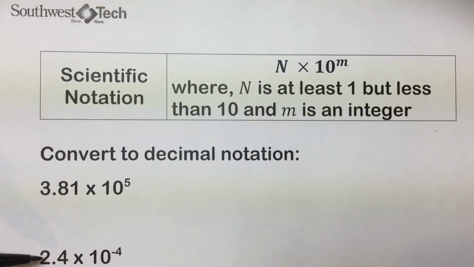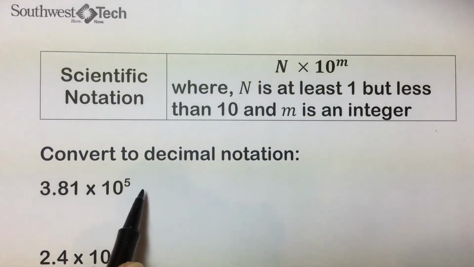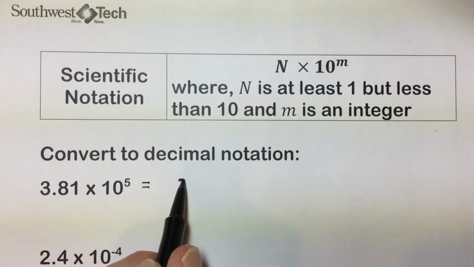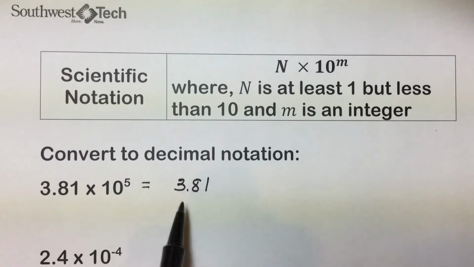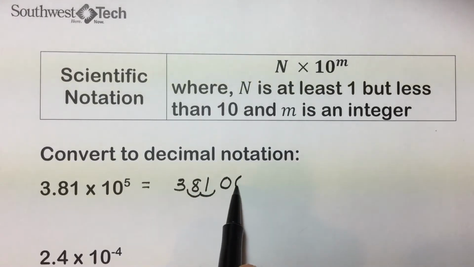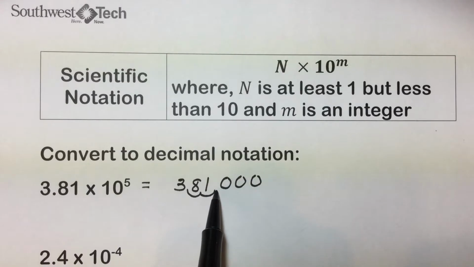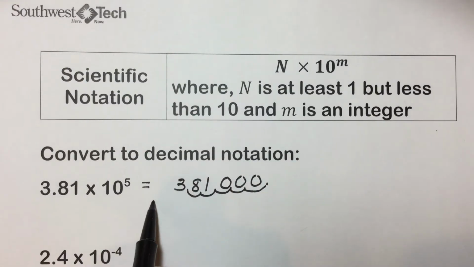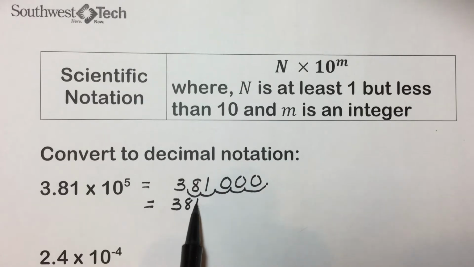Notice the single digit to the left of the decimal place, and converting them to decimal notation. Since the exponent is positive, the decimal point moves to the right. So the decimal point is originally here between the 3 and 8. We will move it 5 places to the right. If we run out of numbers, we'll put zeros for the placeholders, moving 1, 2, and then the 3, 4, 5 for the remainder.